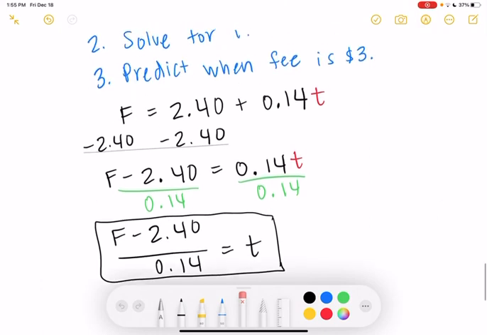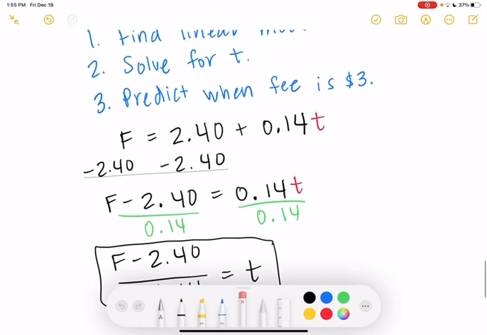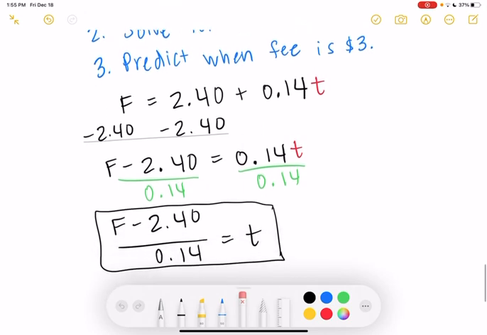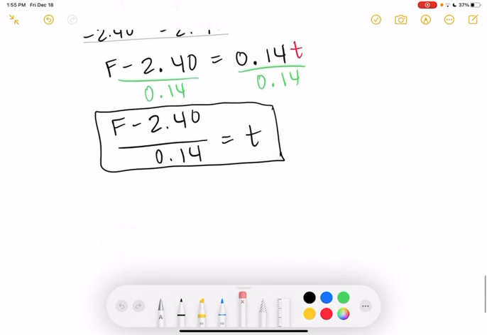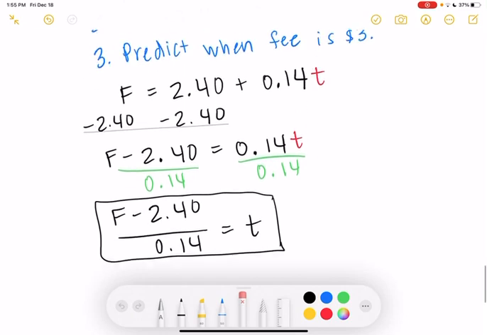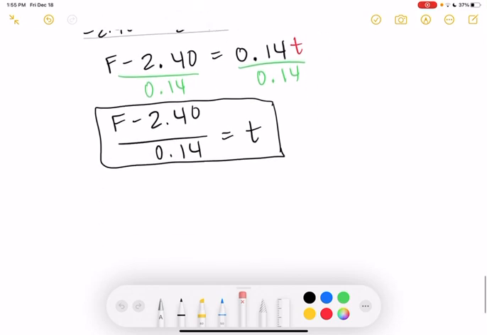And what was the last thing we had to do? Oh, predict when the fee is $3. So do I put in the 3 for F or for T? I'm going to go in for F, right? So you go ahead and try that. So put in 3 for F and solve for T. So hit pause, come back when you're ready.